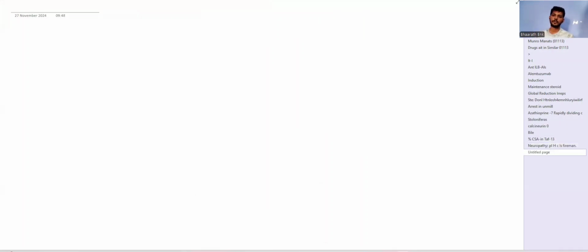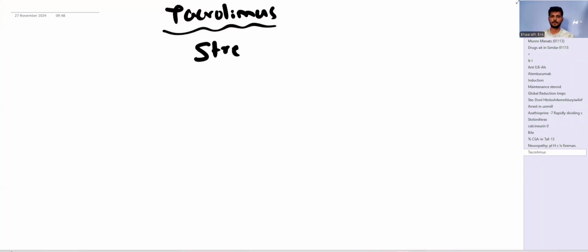So that is why, to prevent or reduce these problems and to develop a more potent agent, they developed another calcineurin inhibitor, which is called tacrolimus. Now, this tacrolimus is isolated from a bacteria, Streptomyces. So it is from a Streptomyces species.